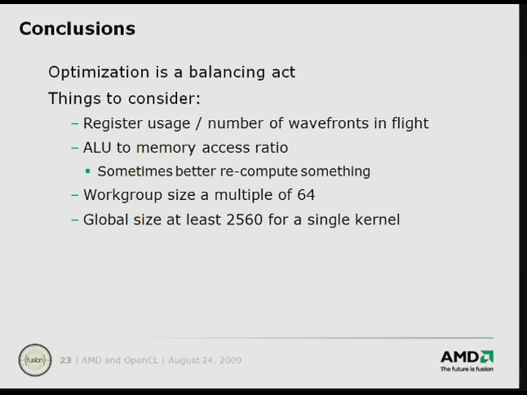So for the GPU, optimization is a balancing act. There's lots of things to consider: register usage, number of wavefronts in flight. The biggest one for any architecture, and this is the one that we try to drive into people, or at least I do, is it's really important to pay attention to your arithmetic density. What is your ALU to memory access ratio? Sometimes it's going to be way better to recompute something than to try to load and store it. On these architectures, you want a workgroup size that's a multiple of 64, and you want to put a lot of threads in flight.